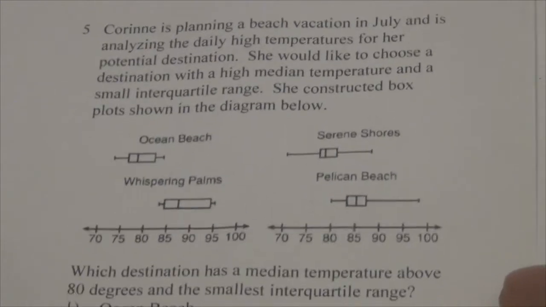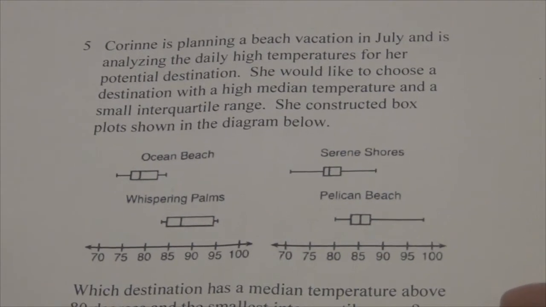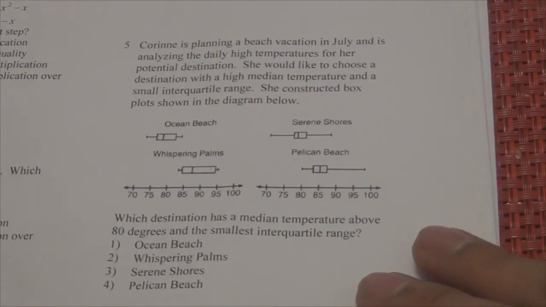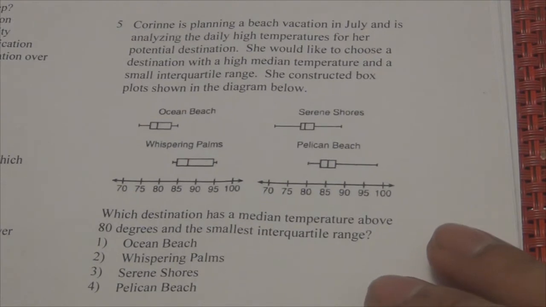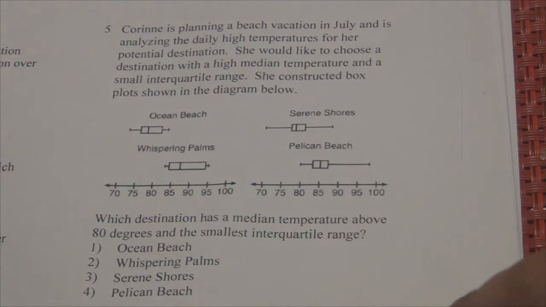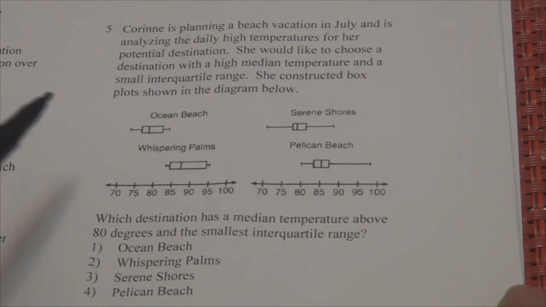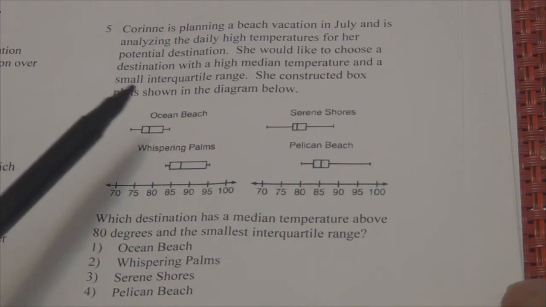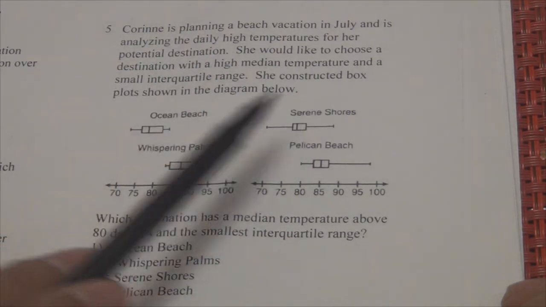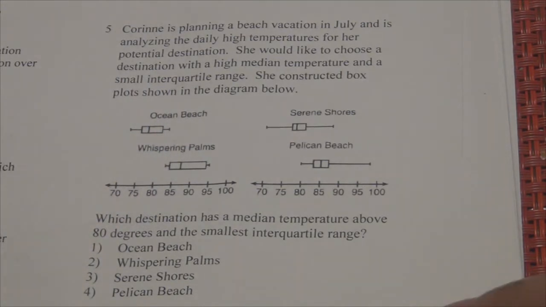Okay, so this one, oh my god, this is long, but let's see now. You're used to this, now you're gonna have to read from far. Corinne is planning a beach vacation in July, and is analyzing the daily high temperatures for her potential destinations. She would like to choose a destination with a high median temperature and a small interquartile range.